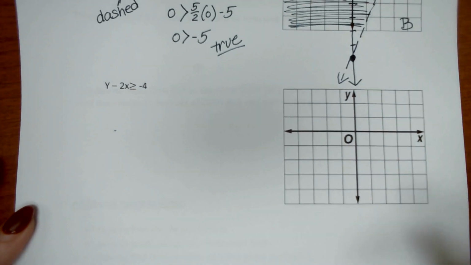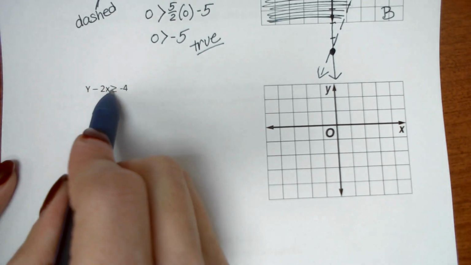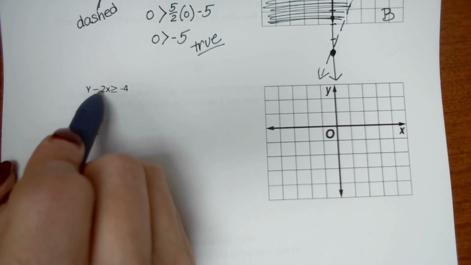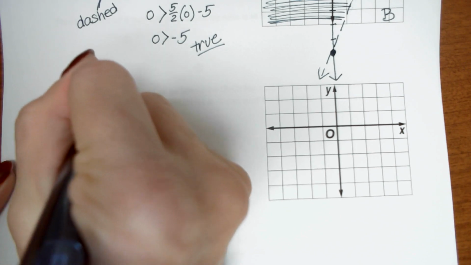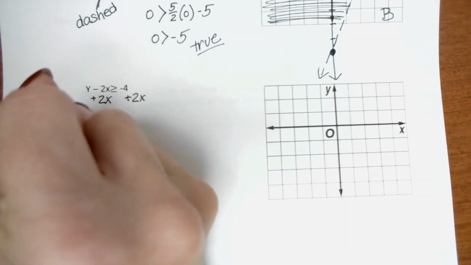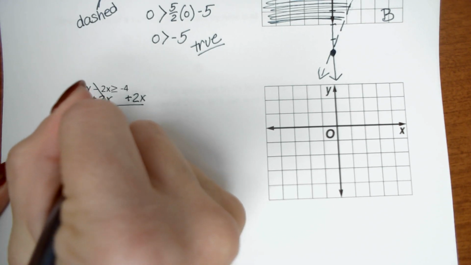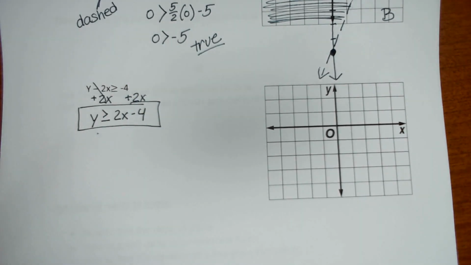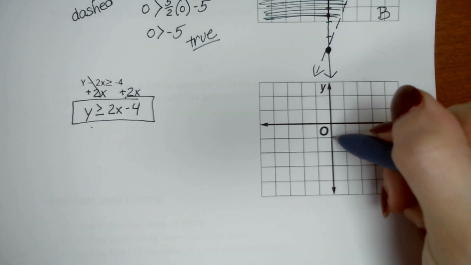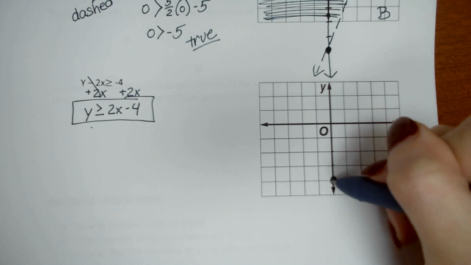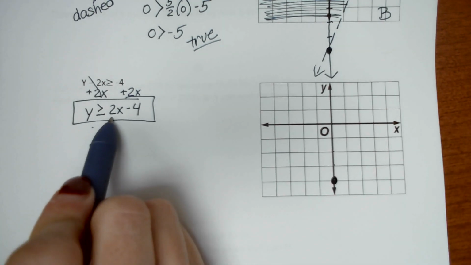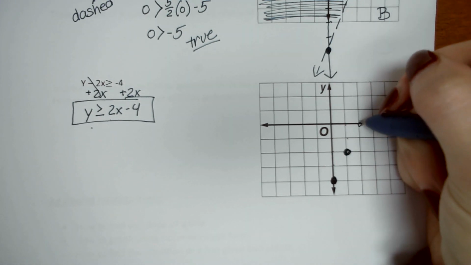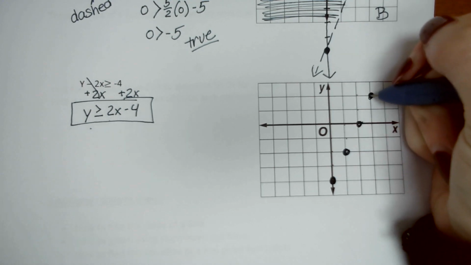All right, now the next one, we have y minus 2x is greater than or equal to -4. We want y alone, so the 2x, or the -2x I should say, needs to move to the other side. So I'm going to use my inverse operations to do that. So y is greater than or equal to 2x minus 4. Now we have our inequality. To graph it, we're going to start at -1, 2, 3, 4. -4 as our y-intercept, and our slope is +2. So that's up 2 over 1, up 2 over 1, up 2 over 1.